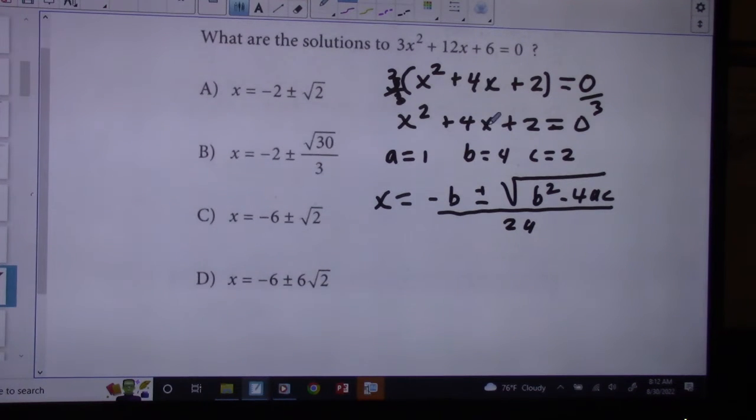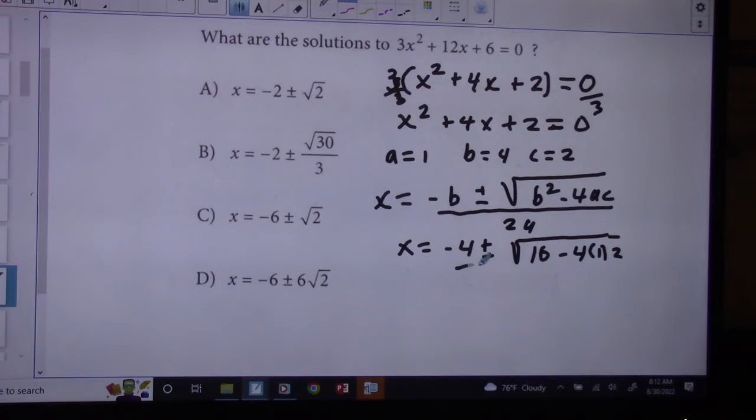So you take the negative B, and so x is equal to negative 4, right? Because that's B. Plus or minus the square root of negative 4 squared, that's going to be 16, right? Minus 4, and A is going to be 1, and C is going to be, what is it, 2?